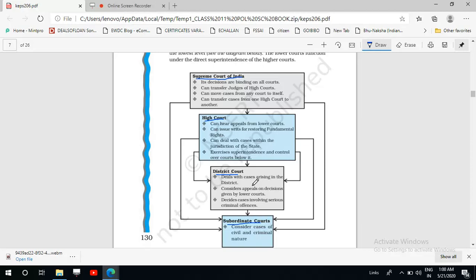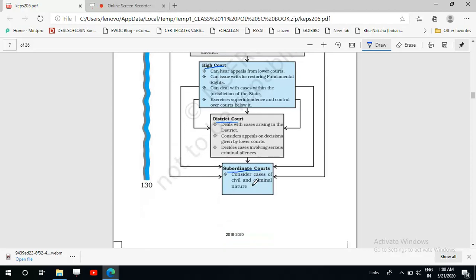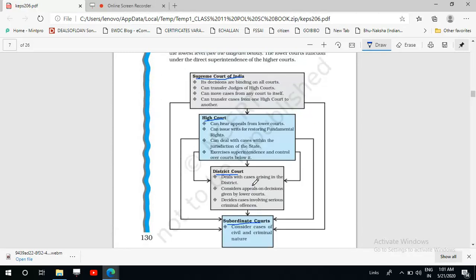Okay, and subordinate courts are the lowest court, and these consider all cases of civil and criminal nature. But serious criminal cases are decided by the district court. Okay, so this is the structure of judiciary in our country, and it's very important for you, all these need to be memorized by you.